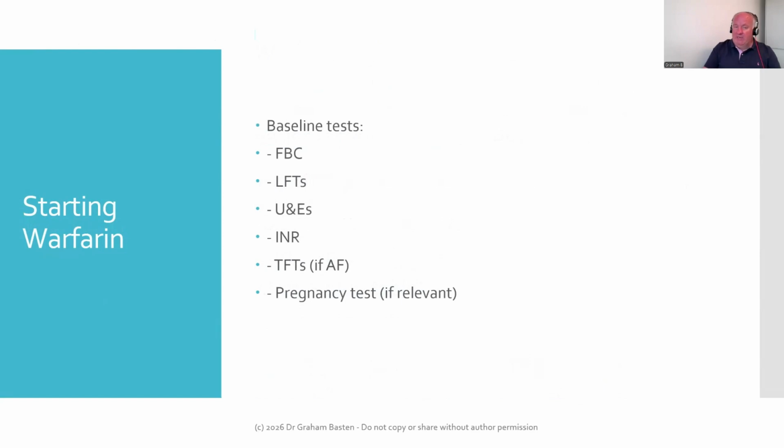We might do some baseline bloods. So we'll check the full blood count, liver function, kidney function, and do a baseline INR. We might do thyroid function tests. We do that in the full session in more detail. Thyroid function also controls clotting. And if relevant, pregnancy and cancer can also significantly affect it.